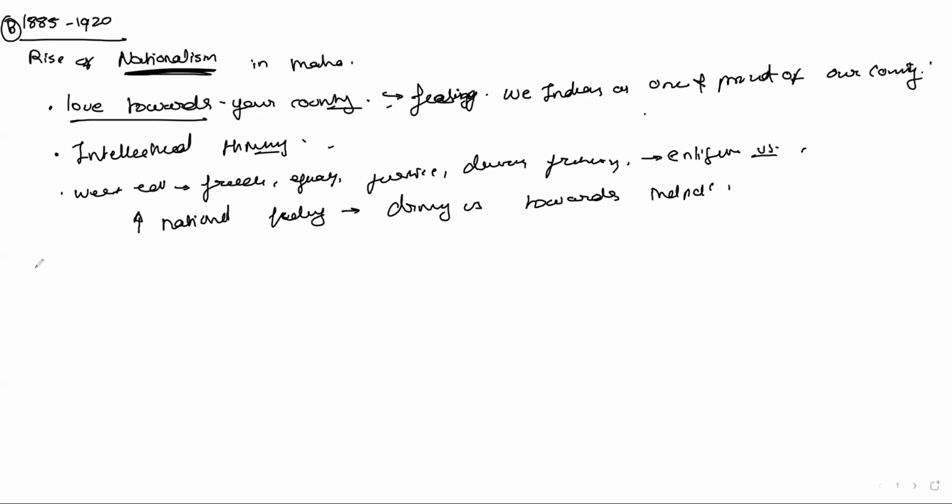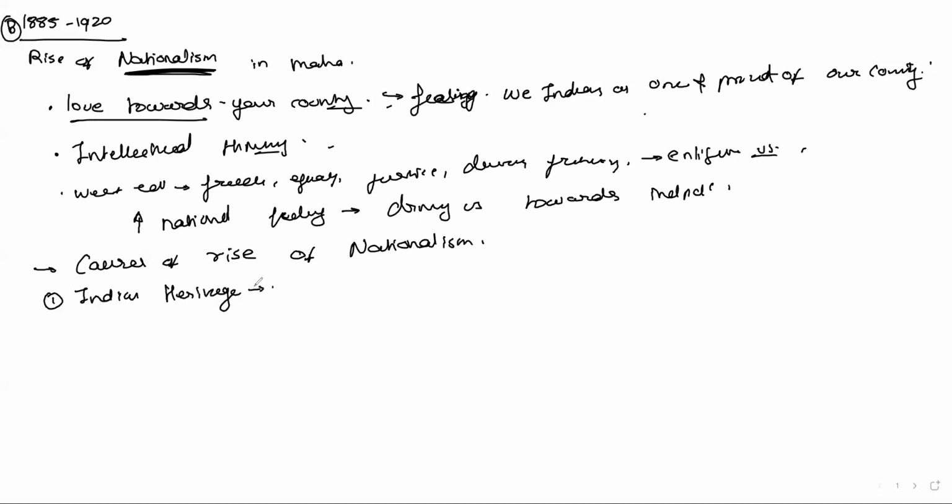Now the next thing that comes to us is the causes of the rise of nationalism. We can keep some causes which are responsible for it. The first one is knowledge of Indian heritage, the culture which India had. Initially, when Britishers came to India, they postulated that we are the subordinate ones, the ones to be ruled. The White Man's Burden theory said that the culture and civilization of the Britishers is more superior to ours.